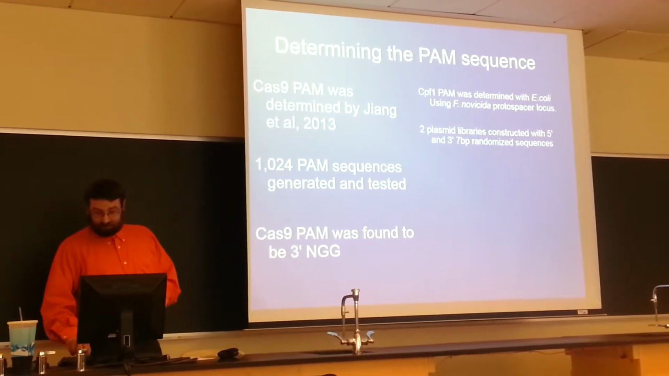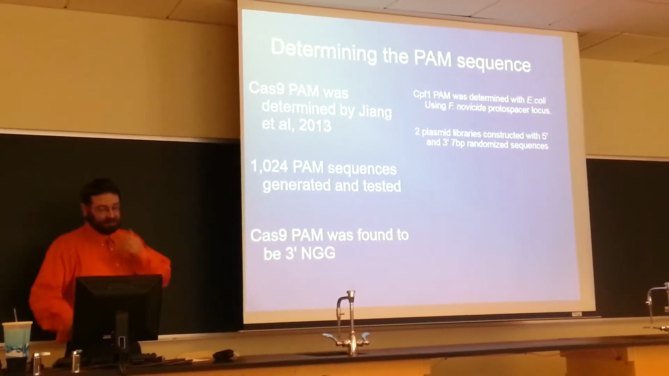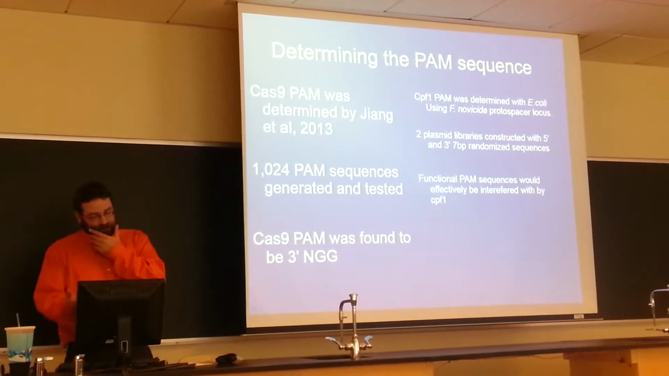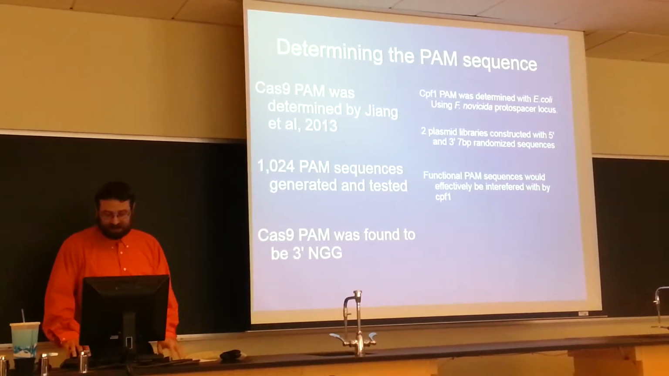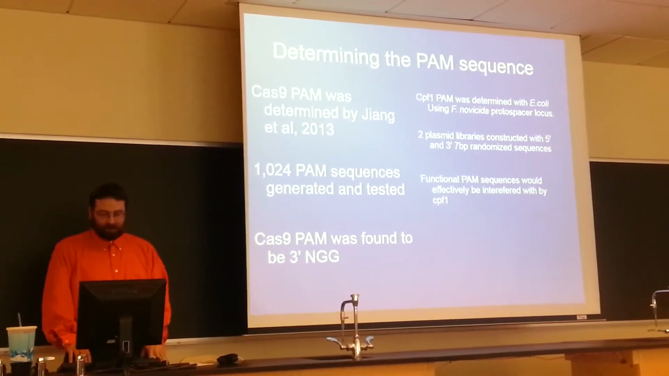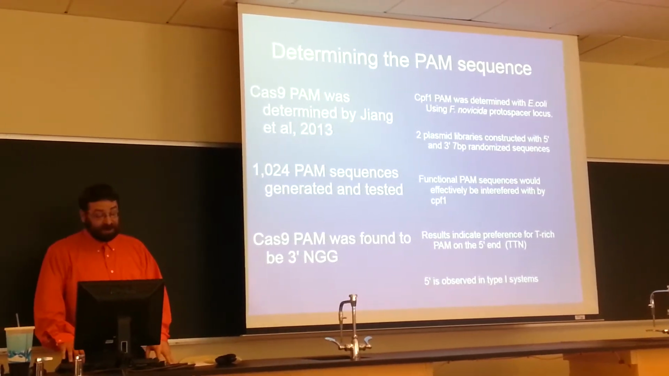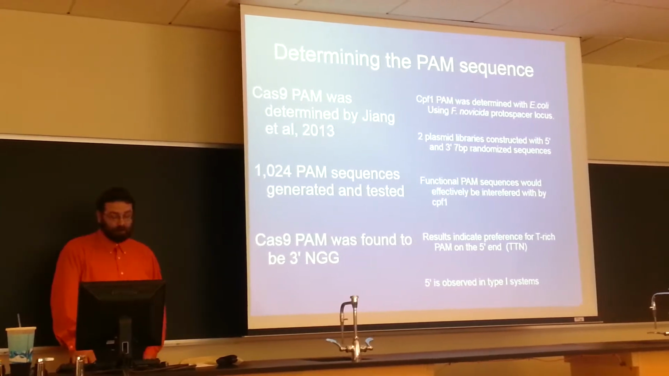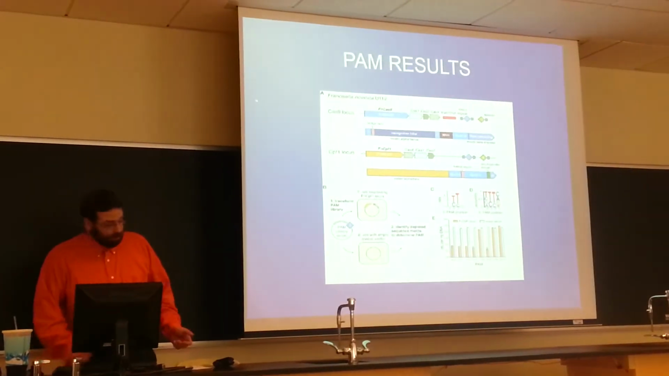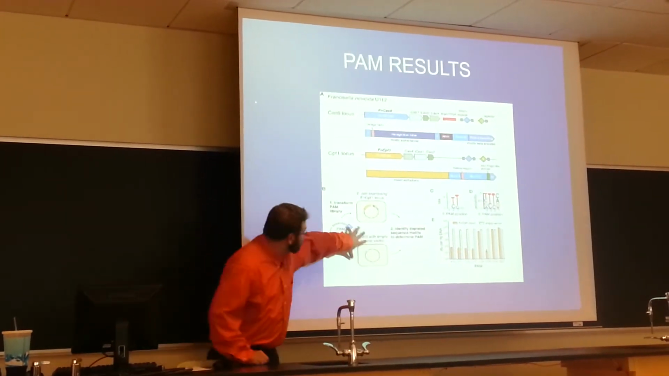So we're going to see here they actually constructed two plasmid libraries with 5' and 3' seven base pair randomized sequences. They'll be interfered with by the CPF-1. Results indicate the T-rich PAM on the 5' end, and it's observed only in type 1 systems so far. And right here's basically what they did.